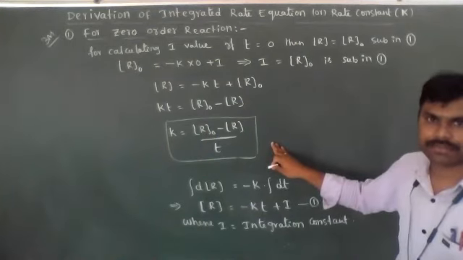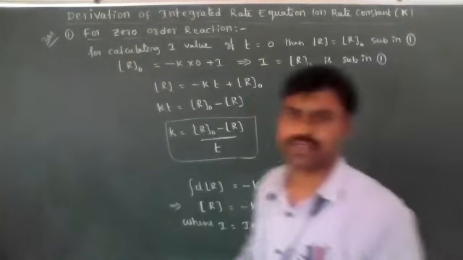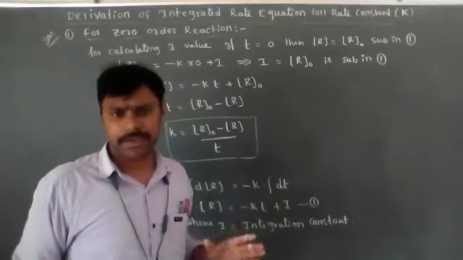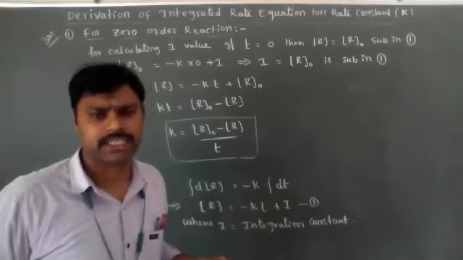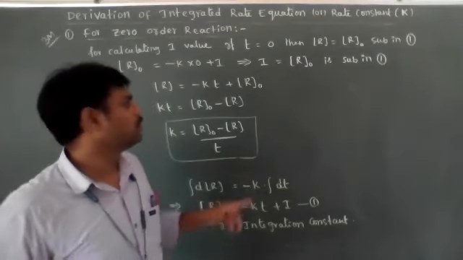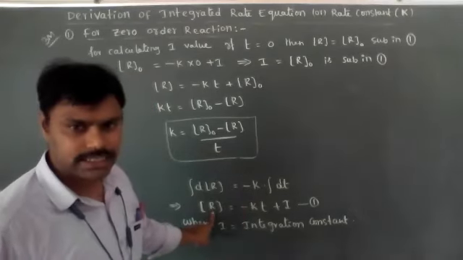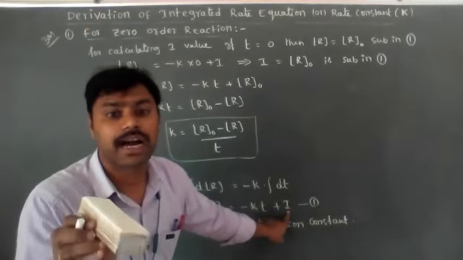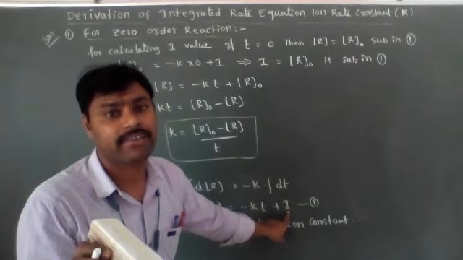Okay, it's very clear, so it's very simple, dear students. First you have to take the rate expression. In that rate expression, you have to apply integration on both sides. On integration, we will get one relation: R is equal to minus Kt plus I. So we need to calculate the I value. How to calculate the I value?